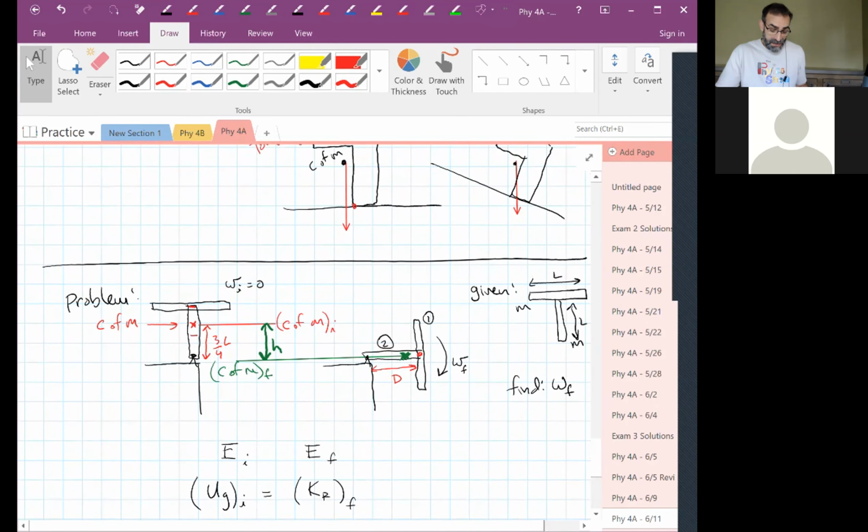No, this is a side view. This is a side view. Gravity here. Gravity is this way. This is a side view. There, does that help? Sorry about that. Side view.